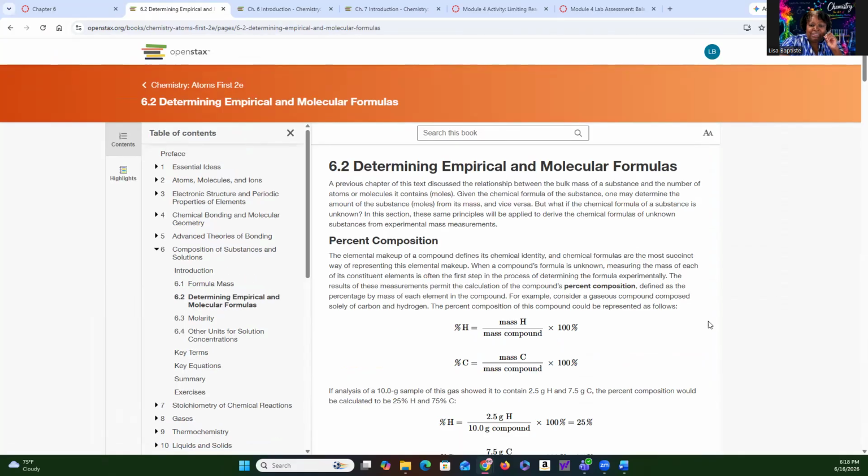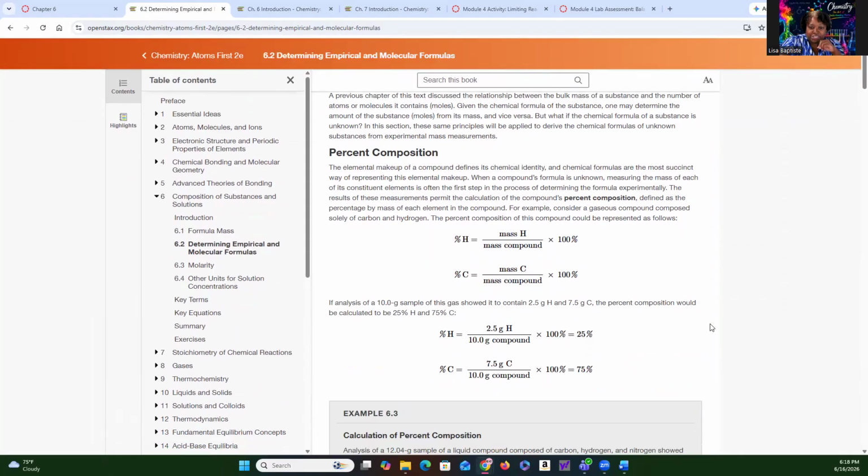The next thing we're going to look at is percent composition. So we want to know what percentage of a particular element is in a particular compound. And so if we're looking at percent hydrogen, it's the mass of hydrogen over the mass of the compound times 100. That percent just tells us that's what the unit is going to be for our final answer.